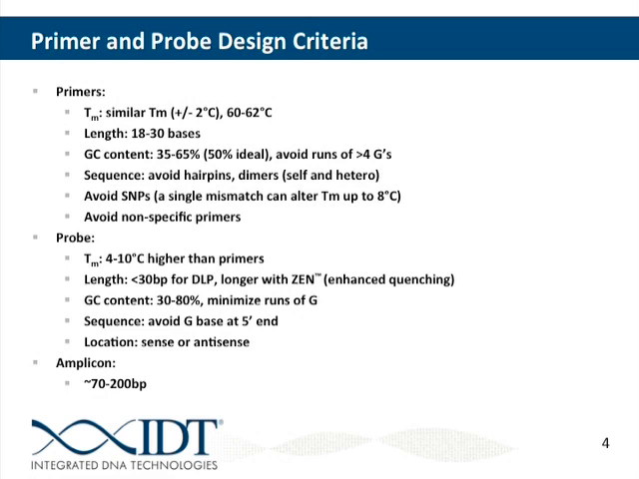And then the location of the probe can either be on the sense or antisense strand. So if you're dealing with a particular sequence context, know that you can always go to the antisense strand if the sense strand is problematic. And then aiming for amplicon sizes somewhere around 70 to 150 bases or so.